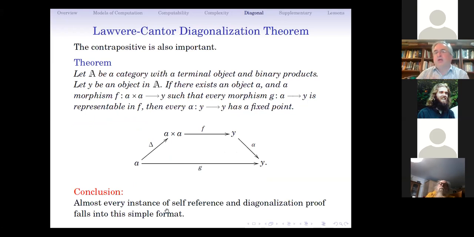It doesn't pay to state it, but almost every instance of self-reference and diagonalization proof falls into this simple format. Like I said, category theory is a perfect fit for theoretical computer science. Let me just show you some of the results I get.